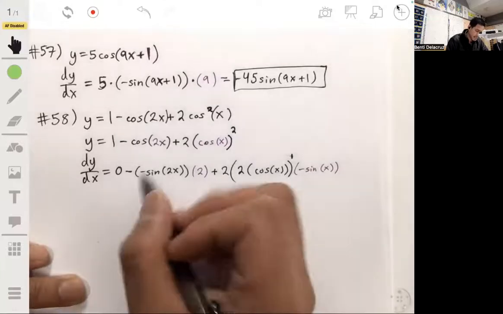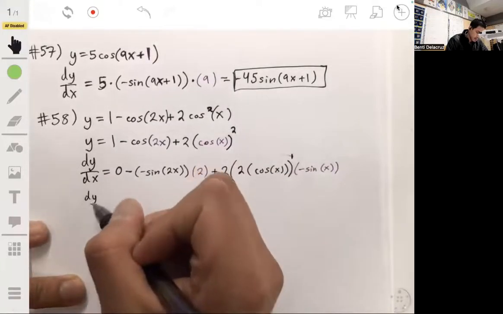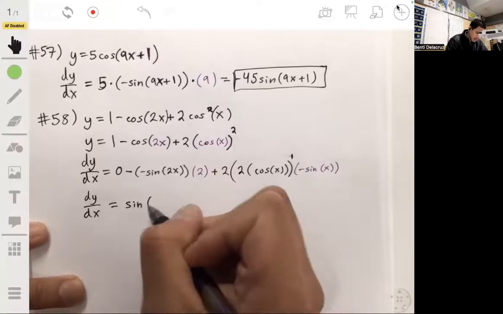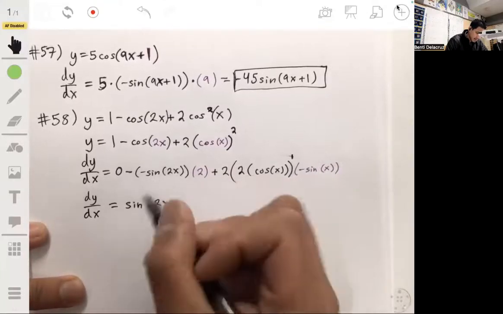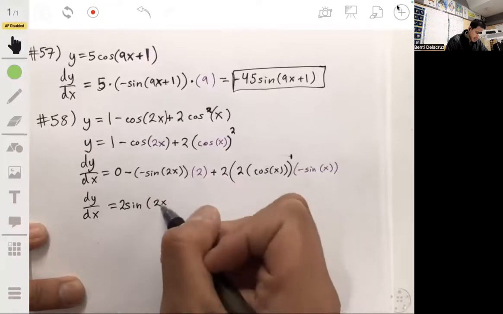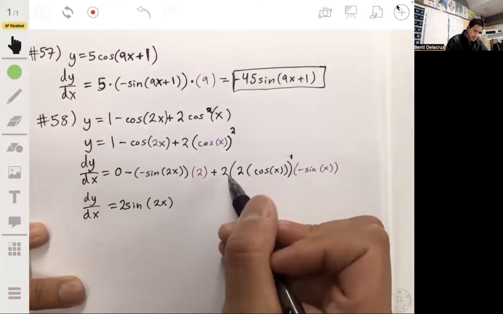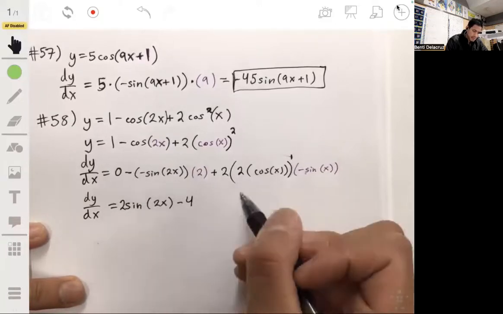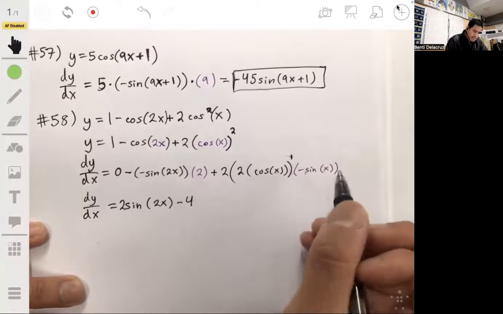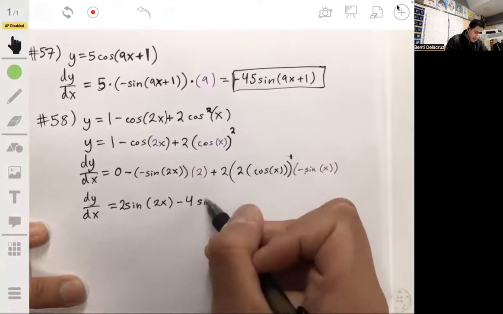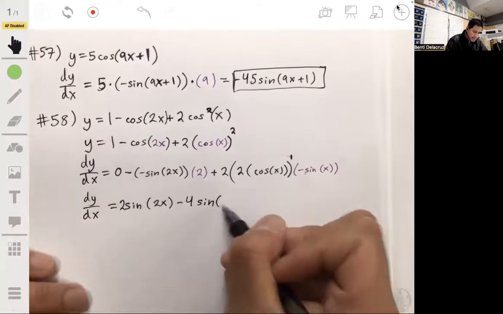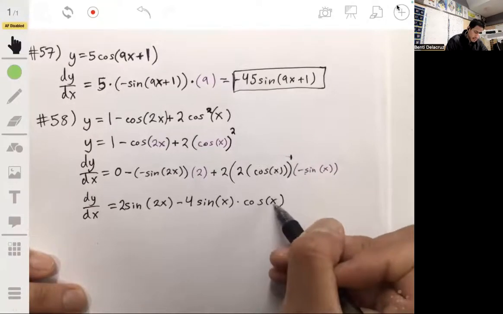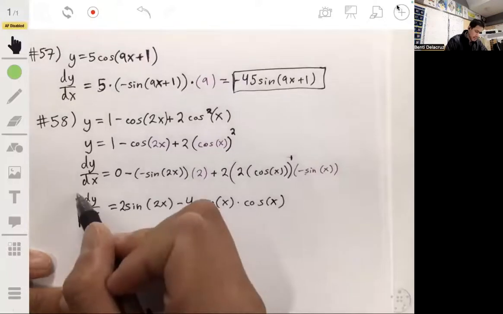And let's just clean it up a little bit. So dy dx is equal to 2 times the sine of 2x, plus minus 4 times the cosine of x times the sine of x. Or I could just put the sine of x first, doesn't really matter, I guess. And that's your answer.